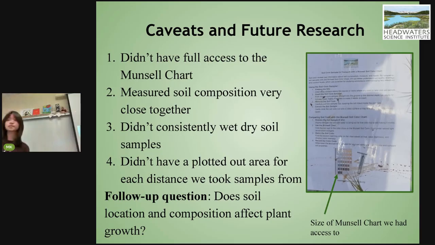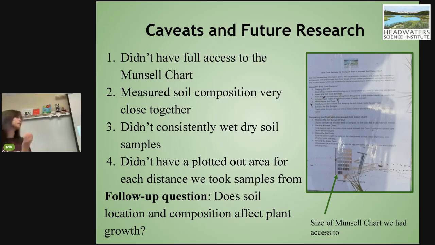Additionally, we measured soil composition very close together. As you heard, we measured at 25 inches, 50 inches, and 100 inches away from the lagoon. And to be honest, our results came in pretty similarly. If we repeat this study again, we probably would have taken distances further away from each other to find more variability in our data. Another thing was that we didn't consistently wet the dry soil samples, and this could have led to the color being inaccurate in some of the soil samples.